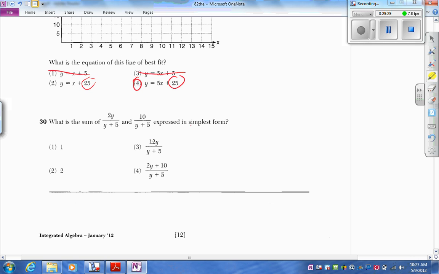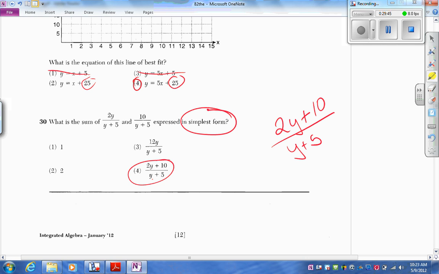All right, so if I want it in simplest form, you know what monkeys are going to do? They're going to go 2y plus 10 over y plus 5. Common denominator, keep the denominator and add the numerators. That's great. You're going to go, oh yeah, that's the right answer. And then you're going, crap, got it wrong.